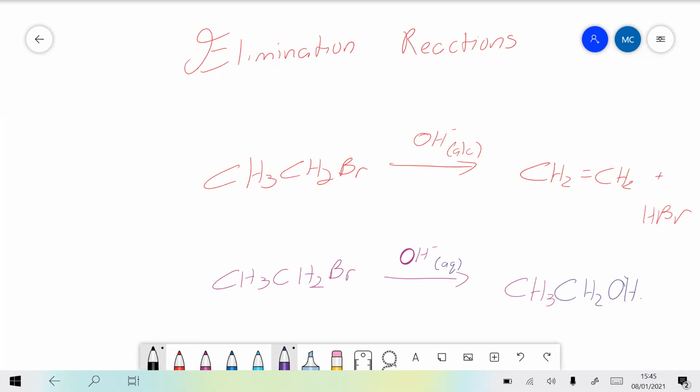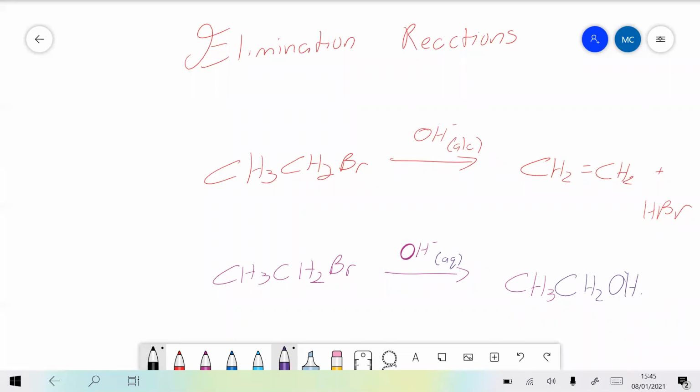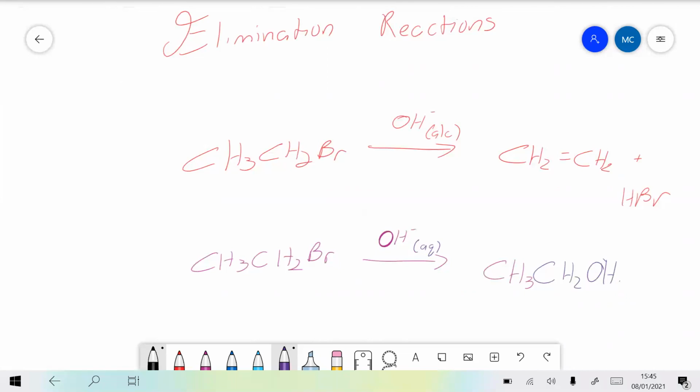Now, this is because when you have the OH in water, it behaves as a strong nucleophile, okay? So it can attack, whereas when you have it in the alcohol, it will behave as a base, similar to the H+, okay? And we'll be speaking about these in a lot more detail, because then, similar to SN1, we'll have E1, elimination 1, and similar to SN2, we'll have E2.